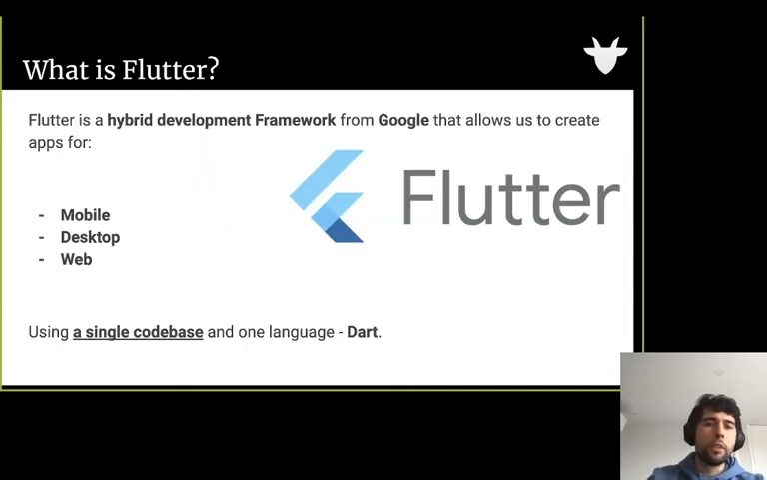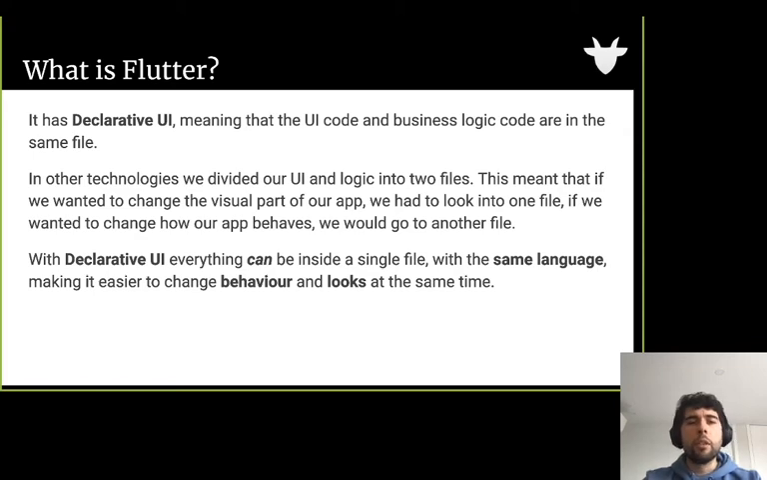So, what is Flutter? Flutter is a mobile framework from Google that allows us to create apps for mobile, desktop, and web. And the cool thing about it is that it uses a single code language, Dart. And one of the other things about Flutter is that it uses a declarative UI.